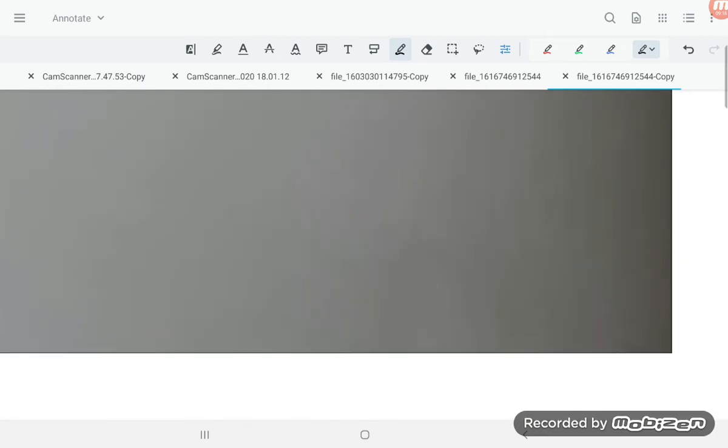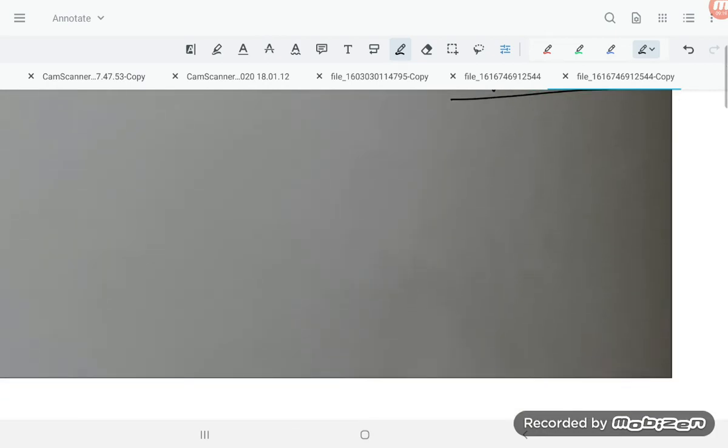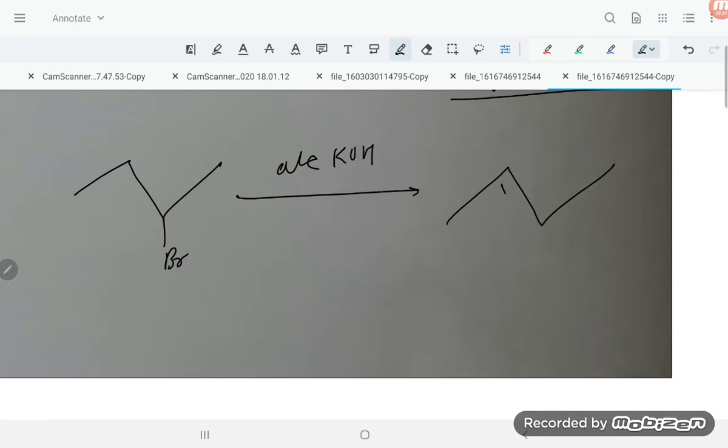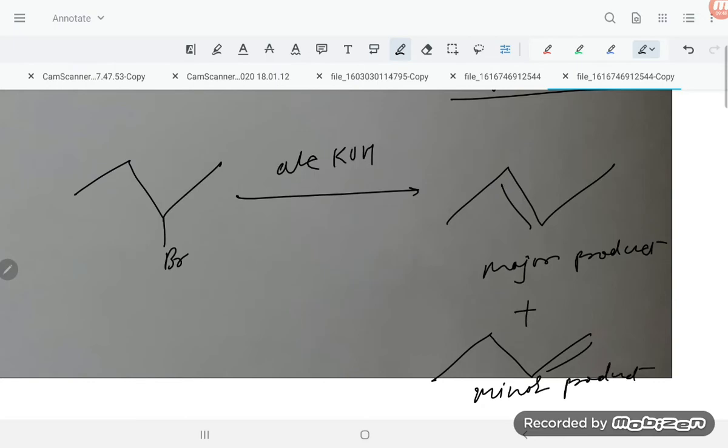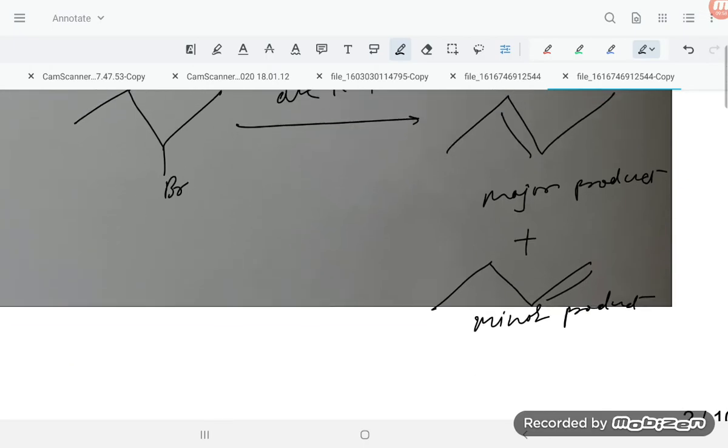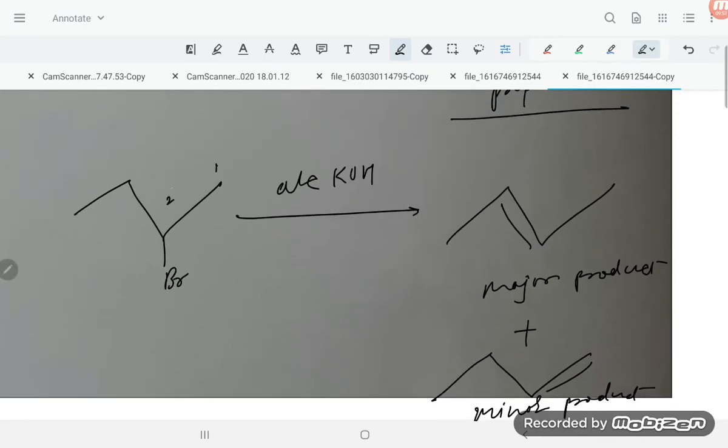Dear students, let us write the bond line formula for one compound I am giving you here. This is the Br. Now if you take alcoholic KOH, how will the product be? This will give a product like that. This is the major product, and one more product is possible, that is a minor product. Dear students, what we have to do is understand the mechanism of this reaction. So this is 1, 2, 3, 4.